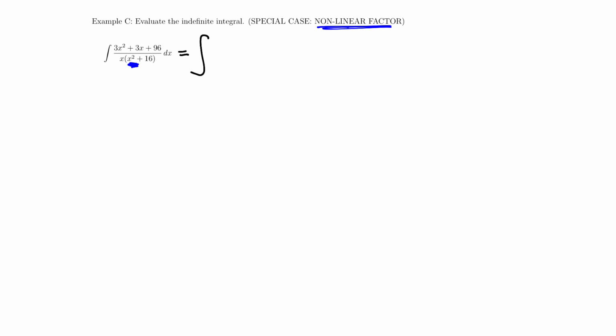We're going to do the same thing, kind of. We're going to break this up into 2 factors. See how you have an x, and then what's my other denominator? X squared plus 16.